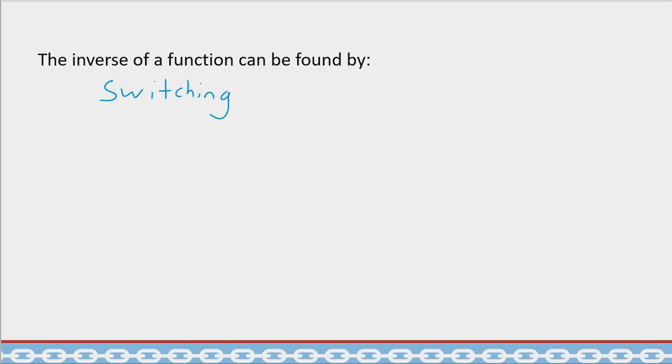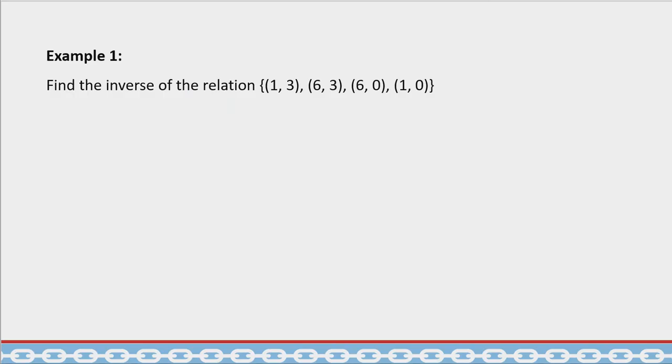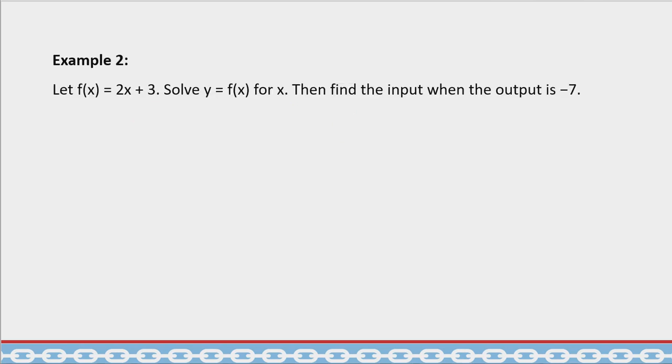So, if you are given some points, its inverse is simply switching x and y. So, let's look here. We have this relation, right? So the inverse would then be, instead of 1 comma 3, we go 3 comma 1. And instead of 6 comma 3, we have 3 comma 6, 0 comma 6, and 0 comma 1. Right? That's the inverse of a relation. Those numbers are related. We just found their inverse by switching x and y.